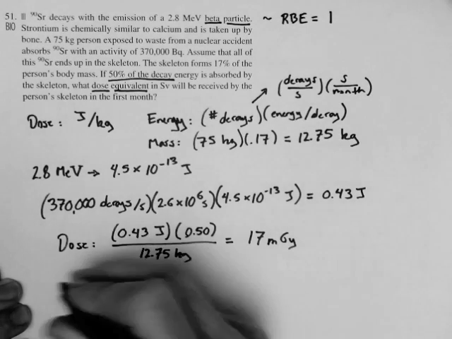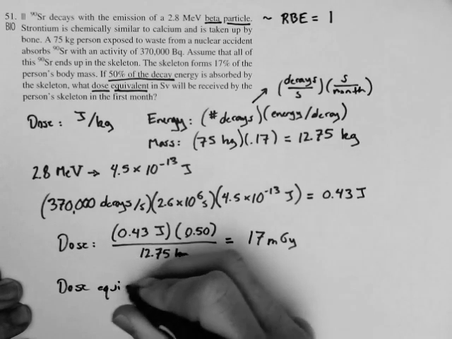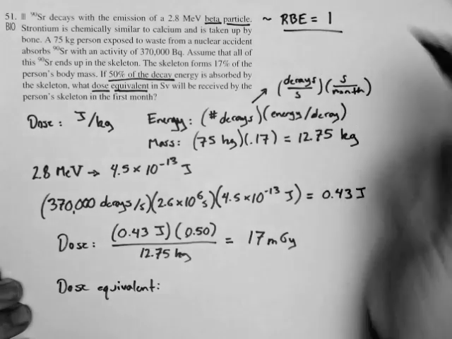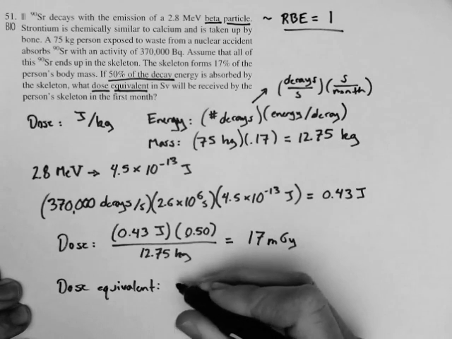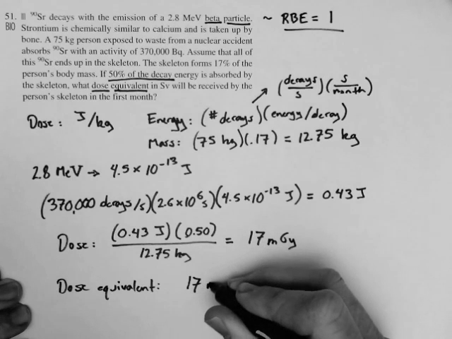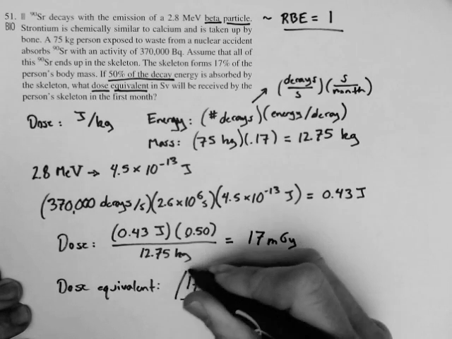But of course, we weren't looking for the dose. We were looking for the dose equivalent in sieverts. But remember, RBE for the beta particle is 1, so the dose equivalent in sieverts is the same as the dose in grays, and so the dose equivalent is 17 millisieverts.